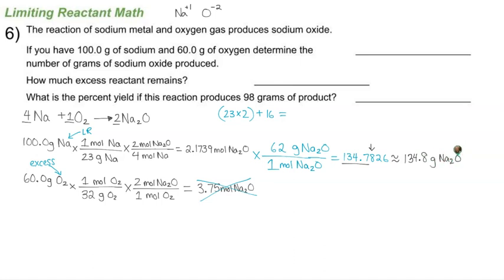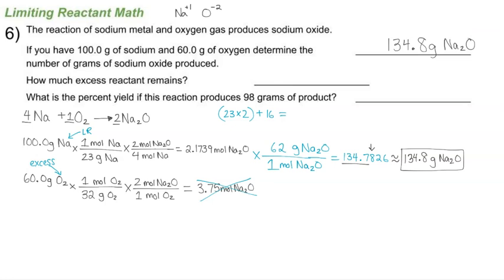Na2O. So there's our first answer, and it gives us a blank to put it on, so we should definitely write that into the blank up here, 134.8 grams of Na2O. Make sure you fill in blanks when they are given. So there's our first answer.